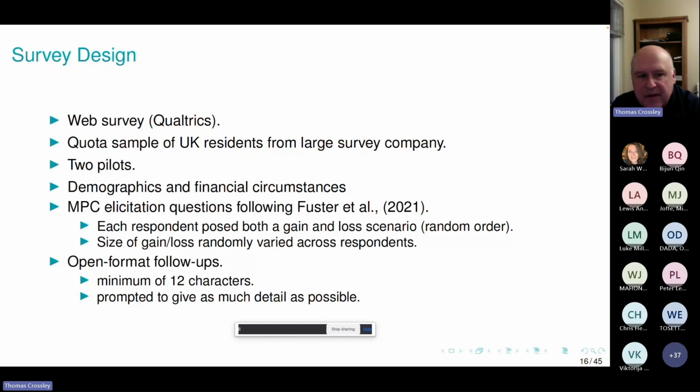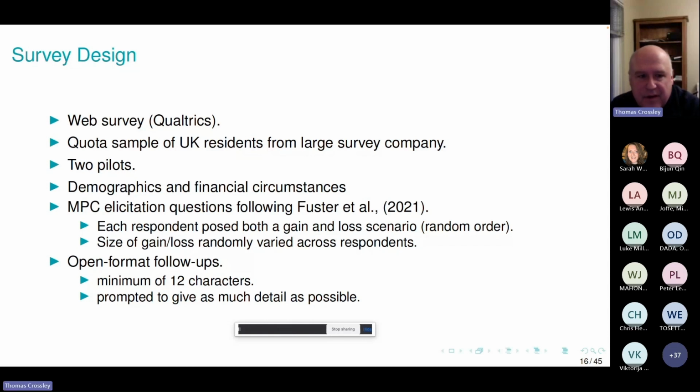The survey begins with standard questions about demographics and financial circumstances and consumption capabilities. And then we use MPC elicitation questions following Fuster et al. Each respondent was posed a hypothetical gain and a loss scenario. We randomized the order in which respondents saw the gain and the loss scenario. In the paper, we do some testing for order effects. We find some order effects. I think that's a bit orthogonal to the story that I want to talk about today, but if you're interested, we're happy to share those results with you.